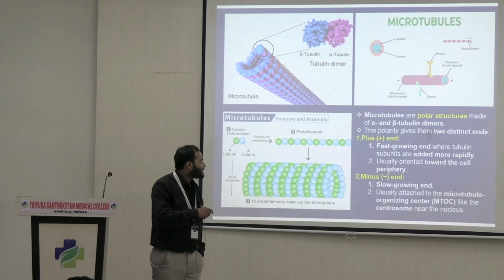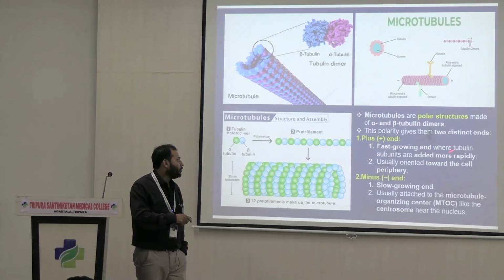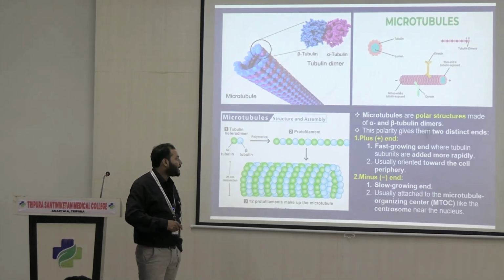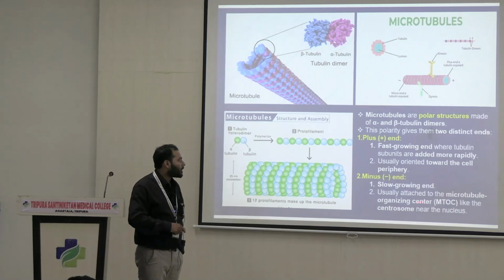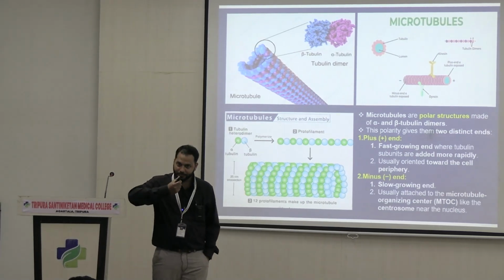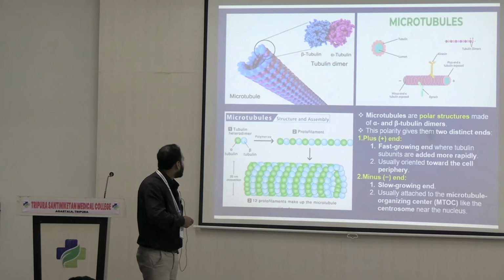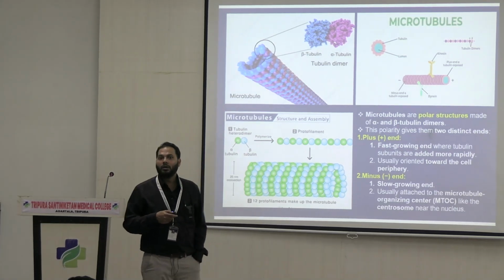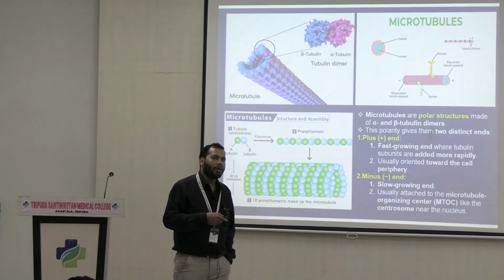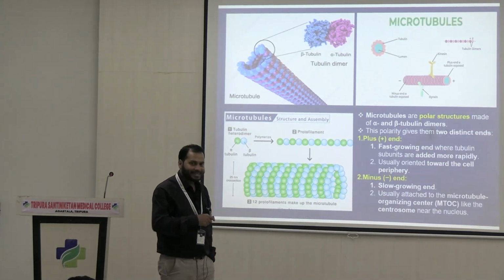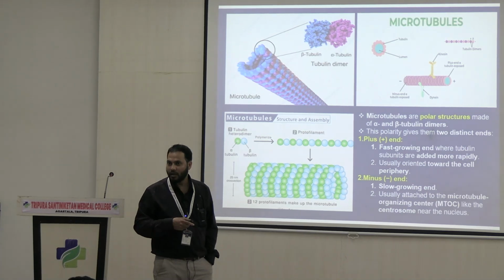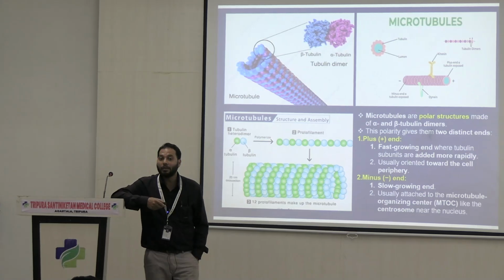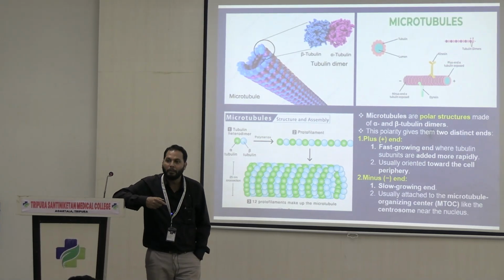So here the plus end is the fast-growing end, where tubulin subunits are added more rapidly, and the minus end is the slow-growing end, usually attached to the microtubule organizing center or MTOC. So here, during the polymerization of this microtubule, both alpha and beta tubulin bind at the plus end, mainly in the periphery. And depolymerization or disassembly basically occurs at the minus end.